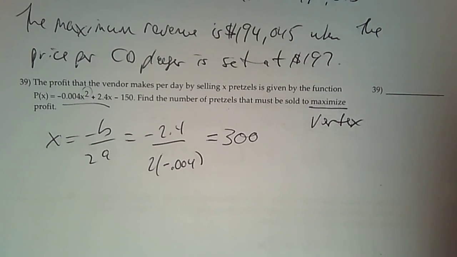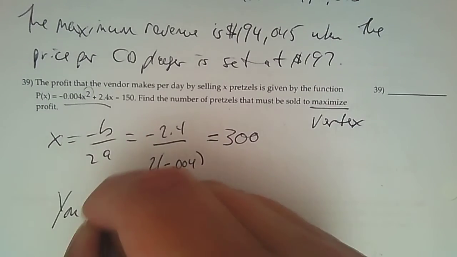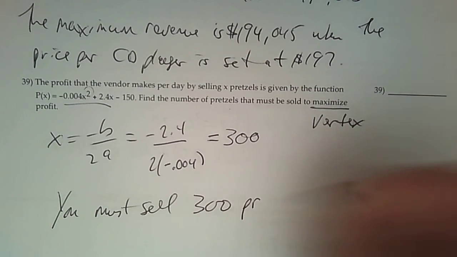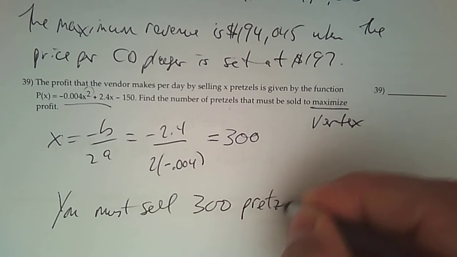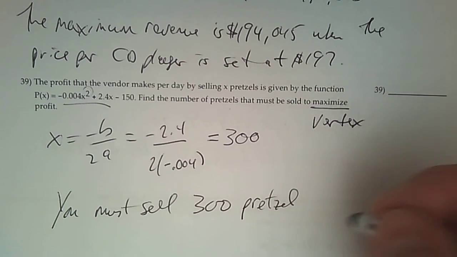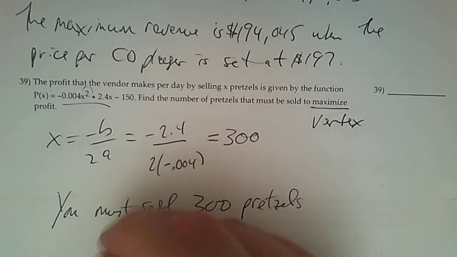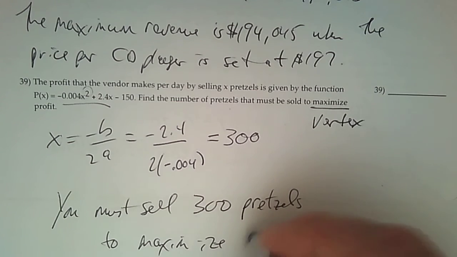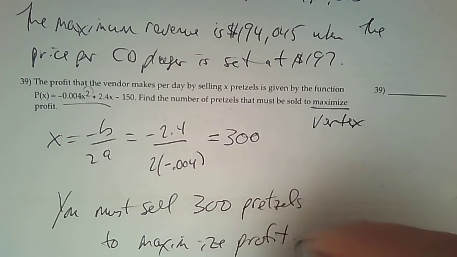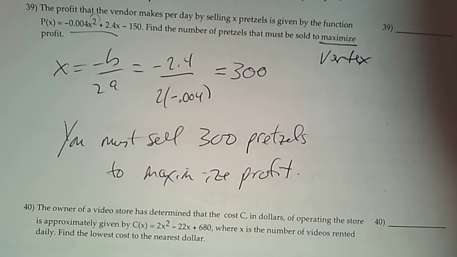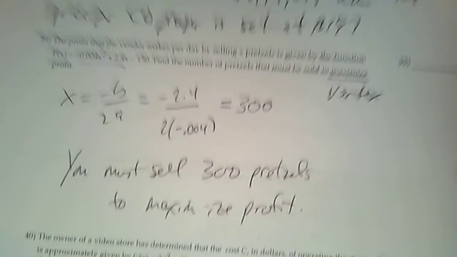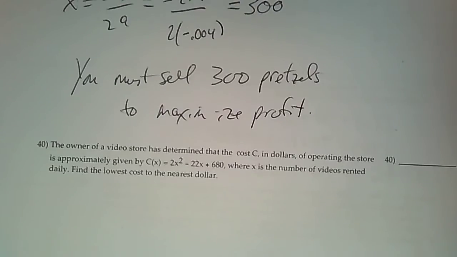So the number of pretzels that must be sold: you must sell 300 pretzels. Notice I'm not looking for the profit, but I'm just looking for how many pretzels to sell to maximize. You must sell 300 pretzels to maximize profit. So be careful what you're reading to know what you're solving for. In this case, you were solving for pretzels. That's X, not the profit. The question before, you were solving for revenue. So know if you have to do that extra step by being a good reader.